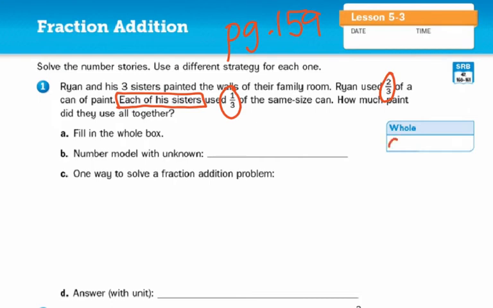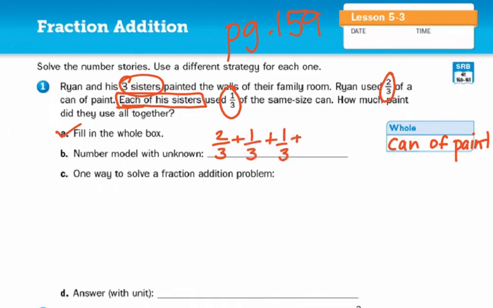Well, the whole would be the can of paint. It might be a gallon, it might be a quart. But if you were painting the walls of a living room or a family room, it would be a gallon most likely. Now we filled in the whole box. Now write a number model with the unknown. So we know that Ryan had 2/3, but be careful, each of his 3 sisters. So they each use 1/3: sister 1 plus sister 2 plus sister 3.